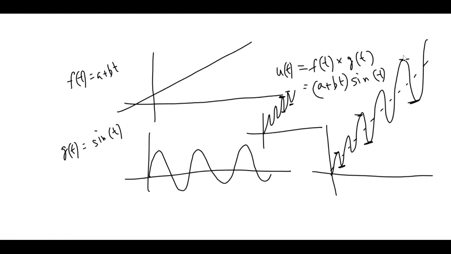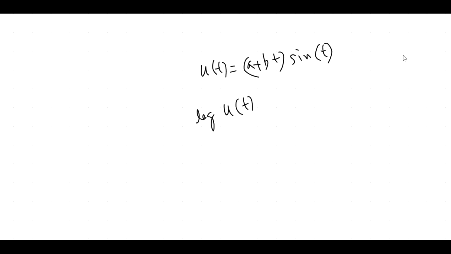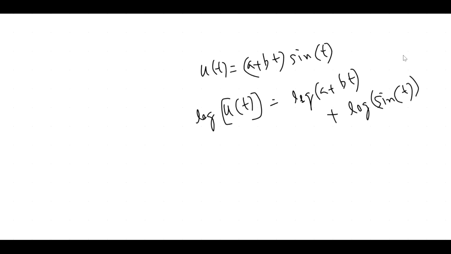Because if you see here that if this is my equation, then if I take log of ut, this is just a simple property of logarithm that tells us something like that.